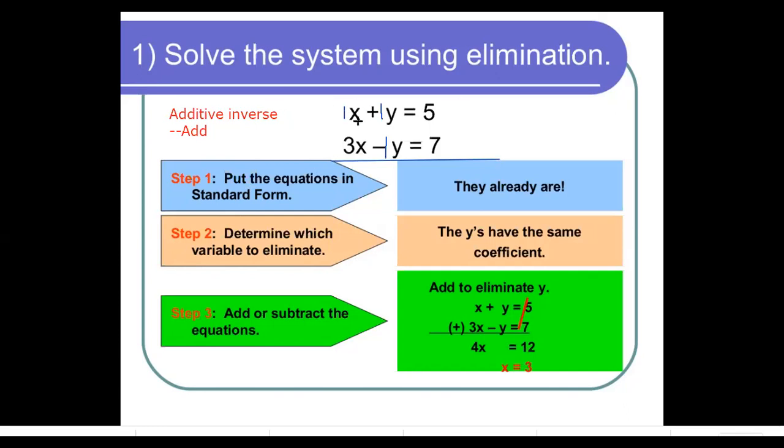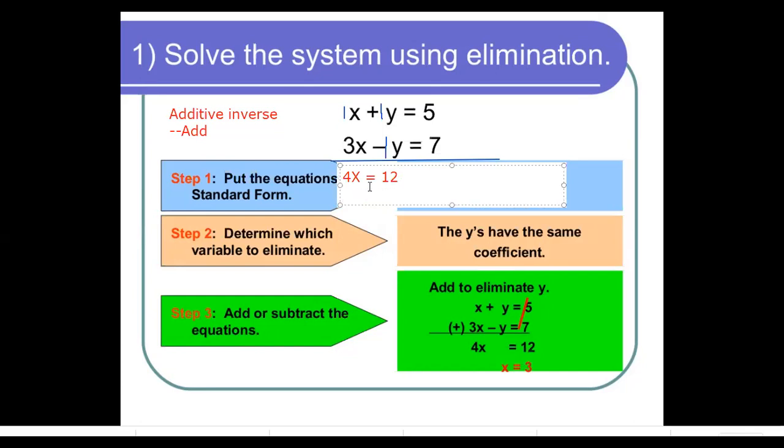1 plus 3 equals how many? 4x. Okay, so we have 4x. And positive y minus y, 1 minus 1 equals how many? 0. So we will not write y. Then 5 plus 7 equals how many? Equals 12.